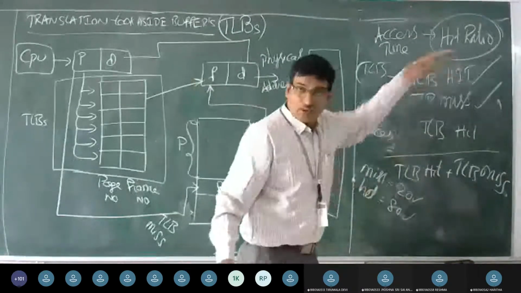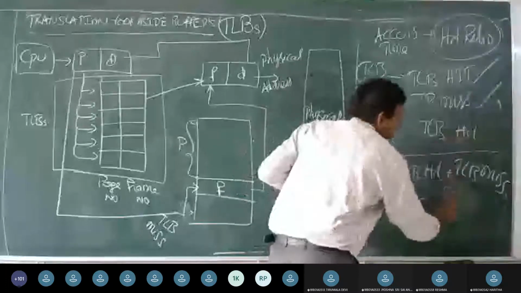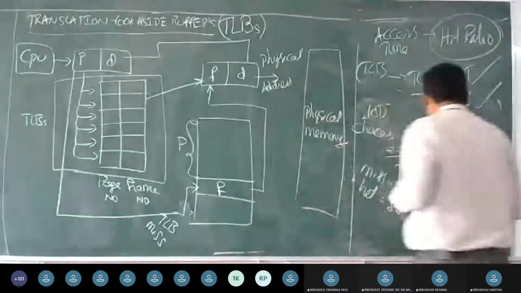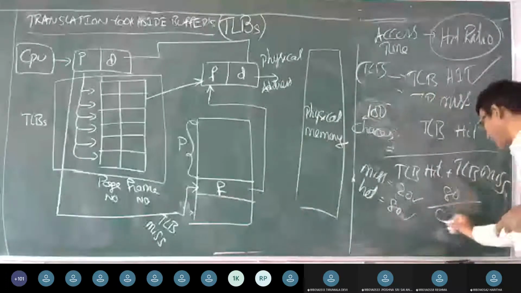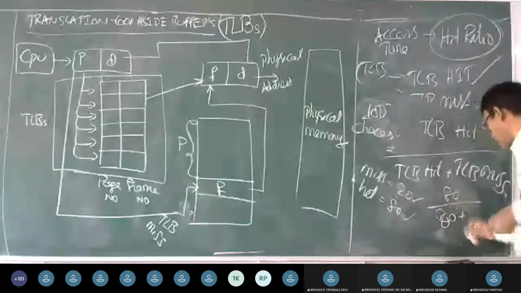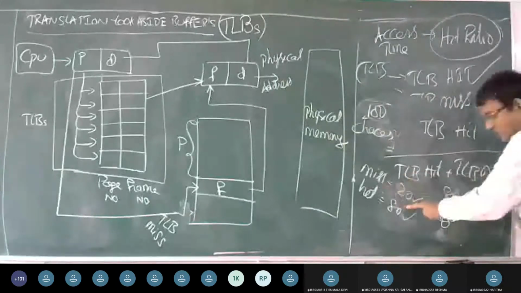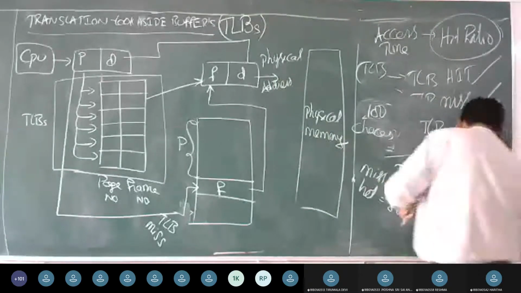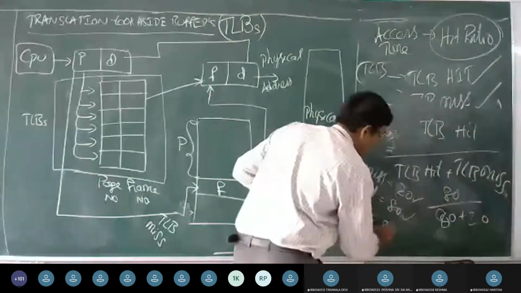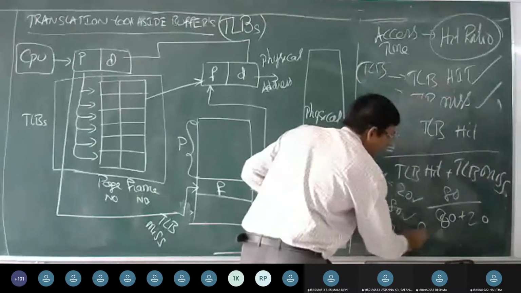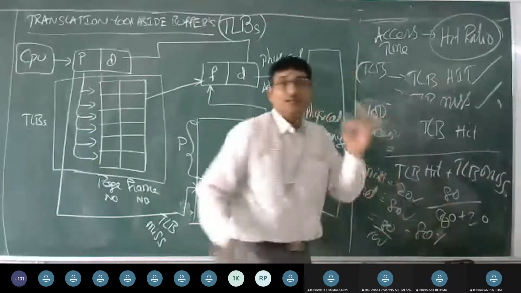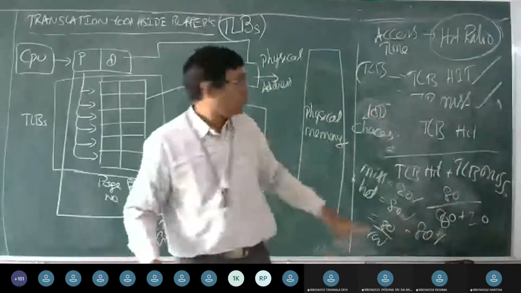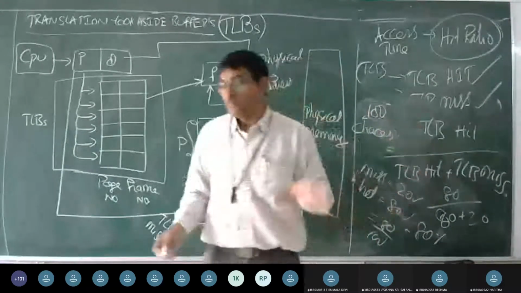Now, what is the hit ratio value? Total number of hits, 80, divided by total number of hits, 80, plus how many misses there are, which is 20. So in total, 80 by 100. Now I get 80%. 80% is going to be the hit ratio.